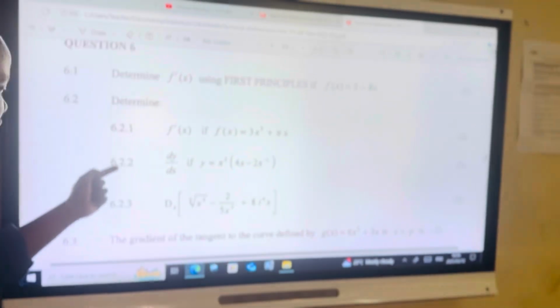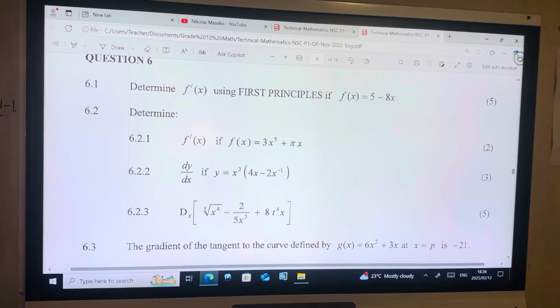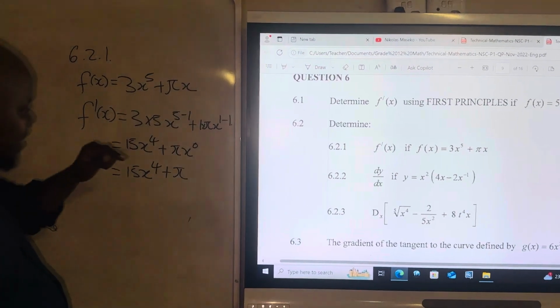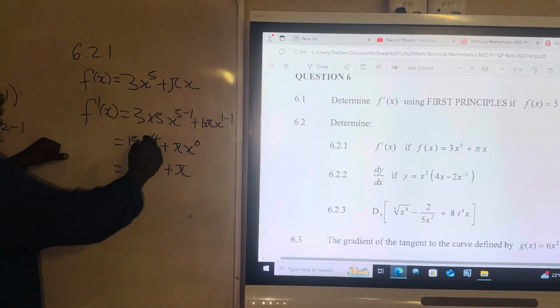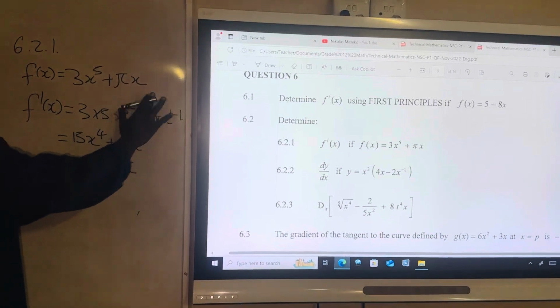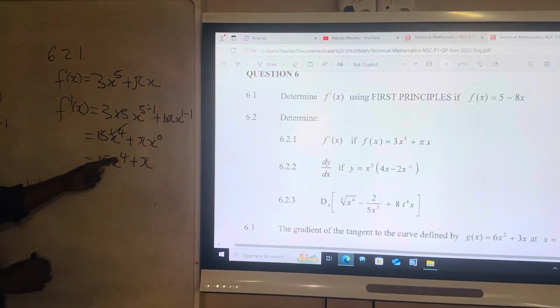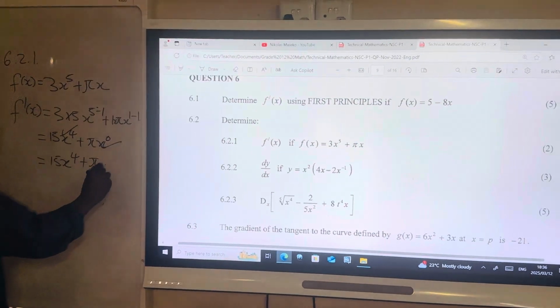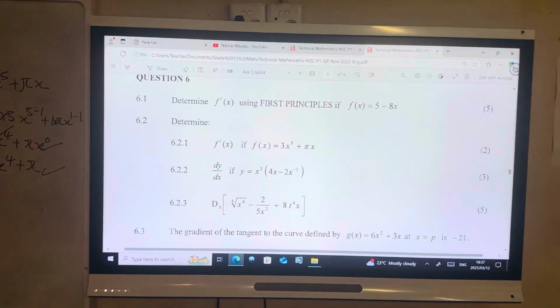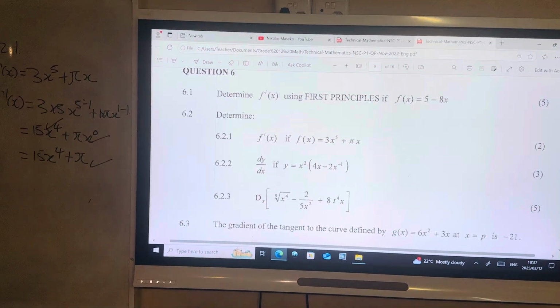So let's do the mark allocation for 6.2.2 and 6.2.3. It was just 3 marks for that one. The first mark there will be for differentiating, getting this, and the final answer. It will be 3 marks there. Are we together? Nice.